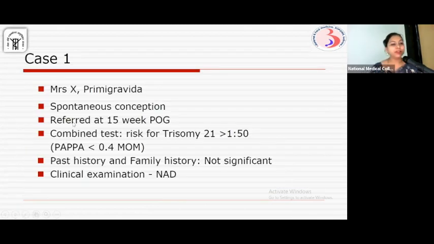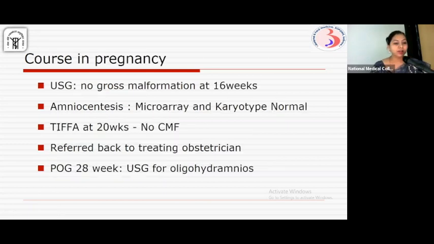So let's say Mrs. X, primary gravida, spontaneously conceived, referred to us at 15 weeks of POG with combined test suggestive of risk for trisomy 21 more than 1:50, mentioning PAPP-A level being less than 0.4 MoM. With no significant past history and family history, clinical examination was normal. In ultrasound at our side, no gross malformation at 16 weeks was noted. Amniocentesis was done, and as we have discussed, microarray karyotype was sent, and that was normal.